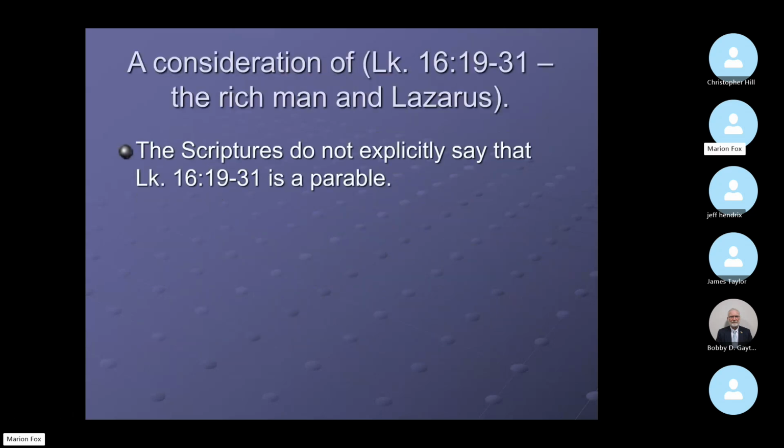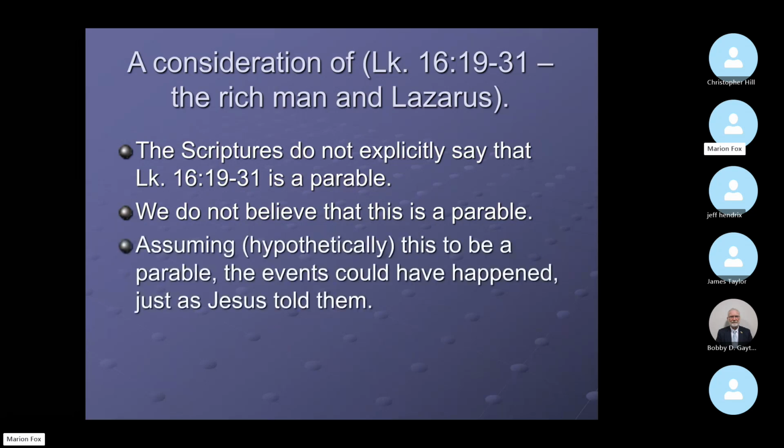Just to look at this, they don't explicitly say this is a parable. Remember, keep that in mind. I don't believe that it's a parable. Assuming it is, however, everything in it could have happened, just as Jesus told him.